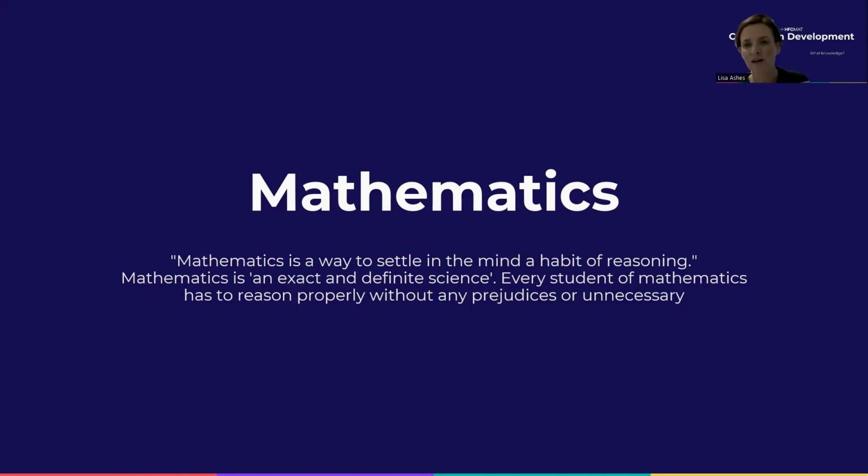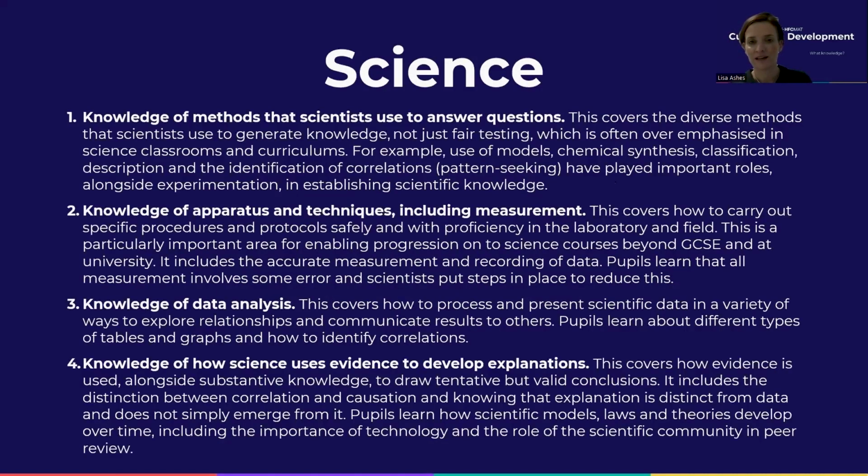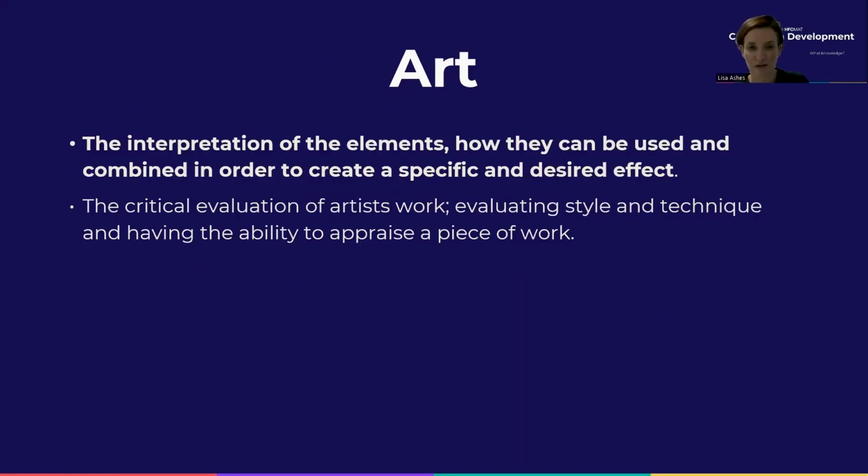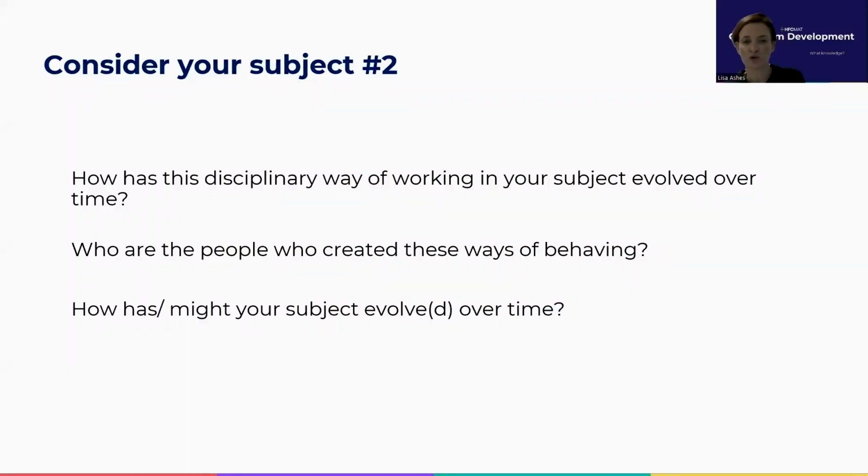So how a historian thinks is different to how a mathematician thinks, is different to how a scientist might think with their methods and their knowledge of apparatus and their data analysis and use of evidence. Is different to how an artist might think or read or research, because they're thinking about interpretation of the elements and how they can be used and combined in order to create specific and desired effects. So consider your subject. This is a conversation and perhaps a bit of research to be done as a department.